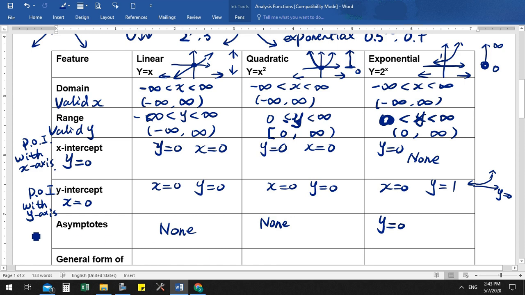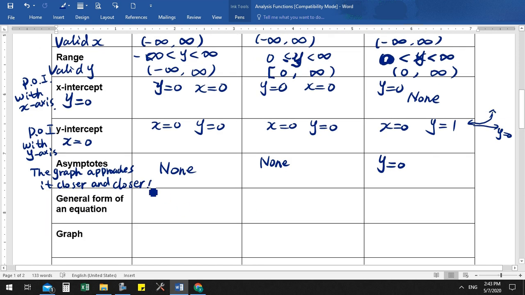So the graph approaches it, closer and closer, but never ever crosses it. We call that line an asymptote.